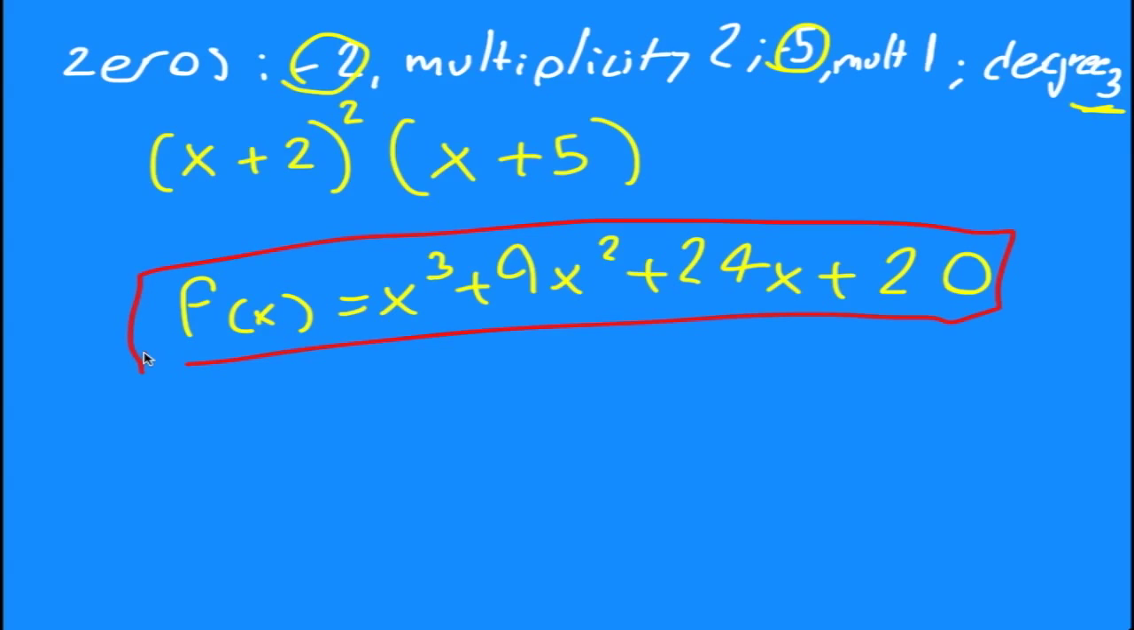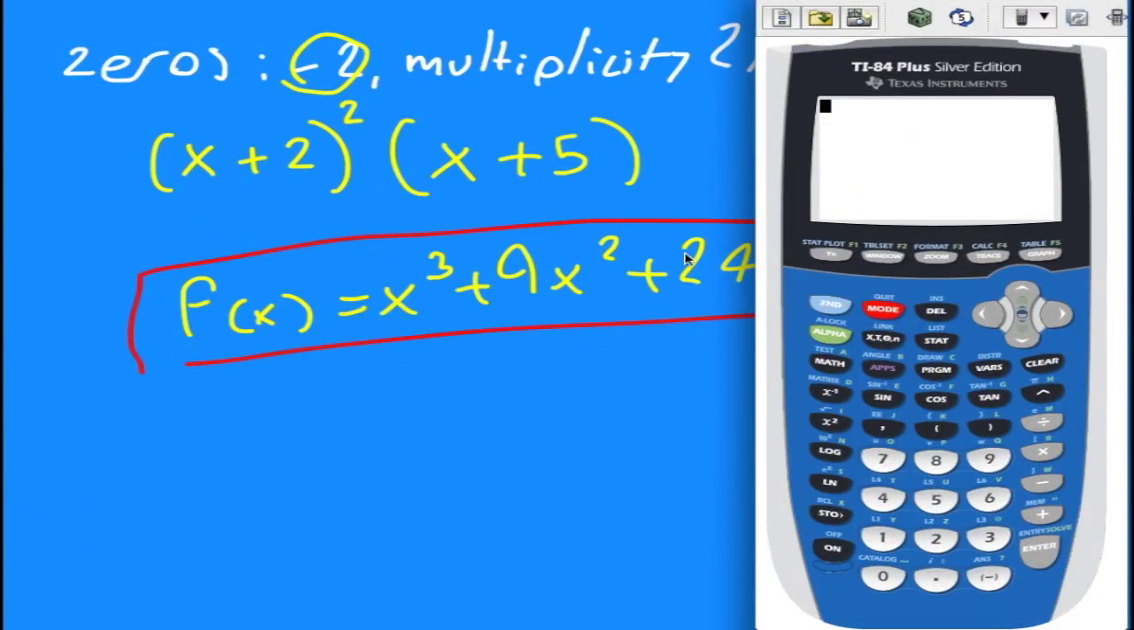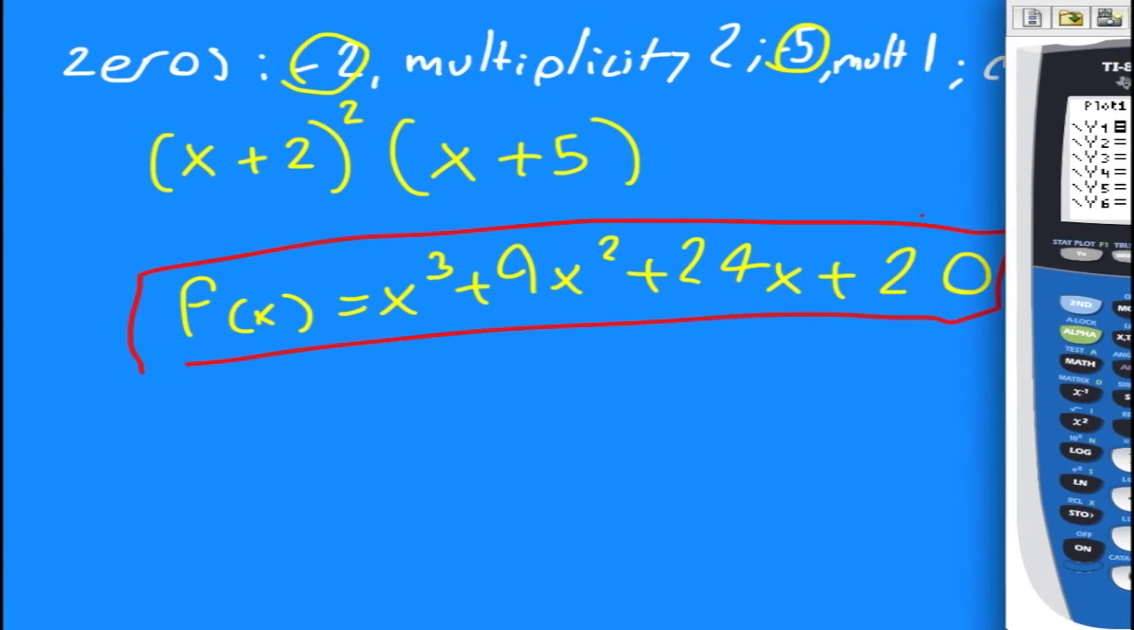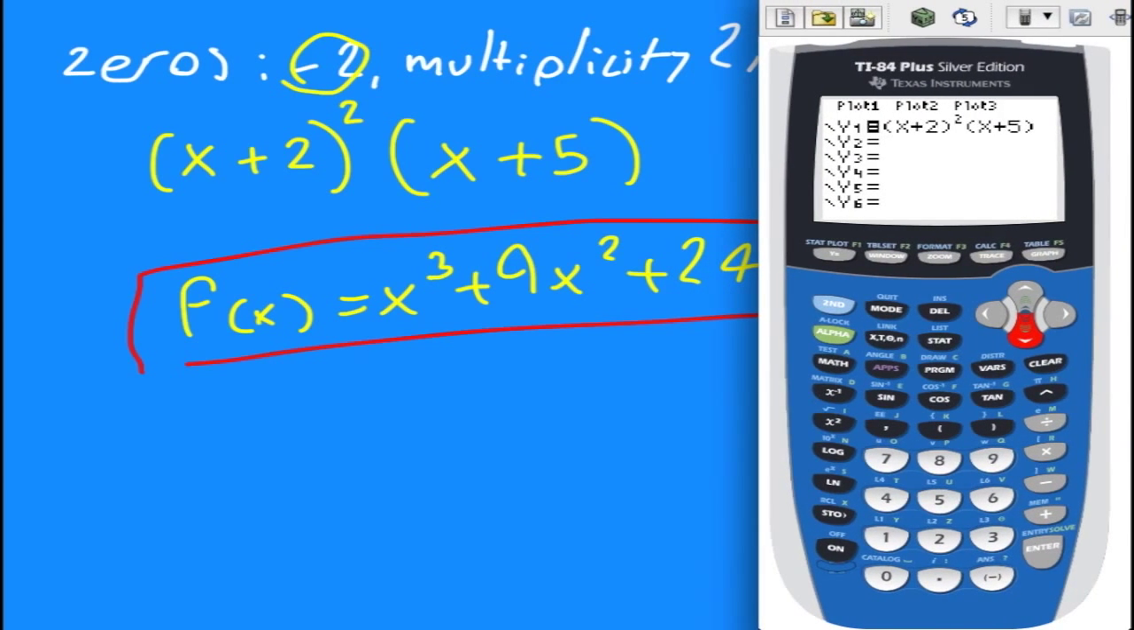Now you're going to take out your graphing calculator, and you're gonna graph them both. Let's graph the first one, which is x plus 2 squared times x plus 5. We graph it. We can see the graph of f of x. Now you go to y2 and graph your first option, your second option, your third option. You want to get one of your options to be the same graph.